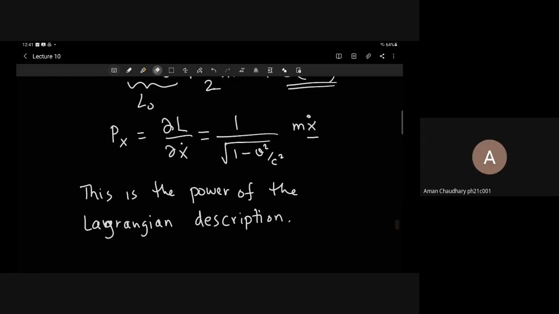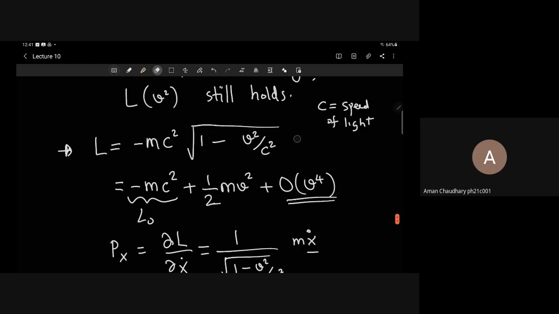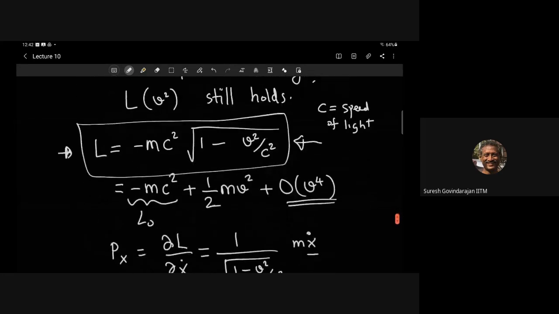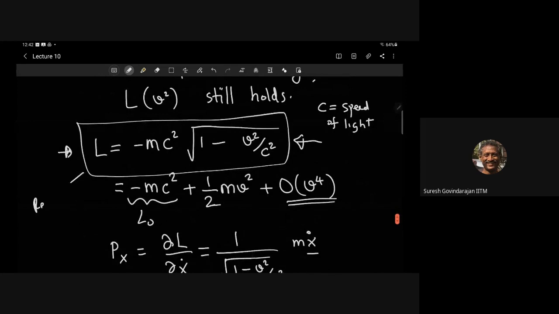How does this del L by del x dot become this expression on the right? Because I just take the derivative of this L, this first expression. This is the Lagrangian in relativistic mechanics, special relativistic mechanics. Not Newton. This is Newton. This is relativistic mechanics.